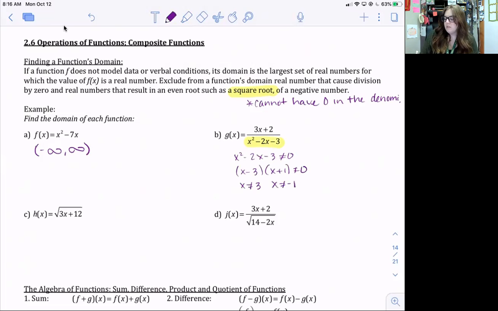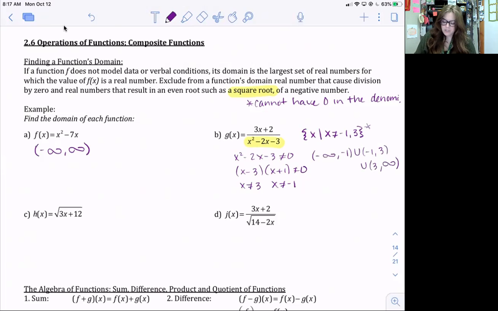And there's two different ways we can write this. So your set brace could be x such that x does not equal negative 1 or 3. Or we can do interval notation. So it'd be negative infinity to negative 1, union, negative 1 to 3, union, 3 to infinity. I'm okay with either way. I believe your homework will have you write it in the first method.